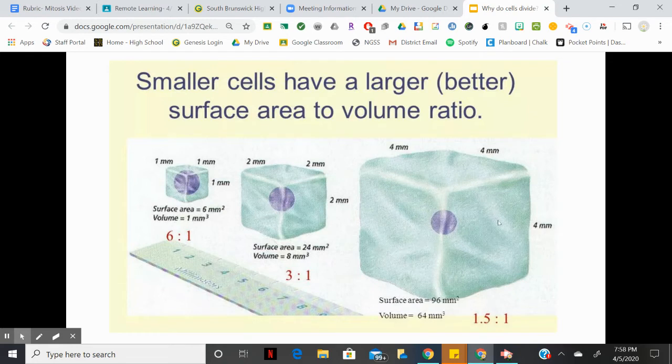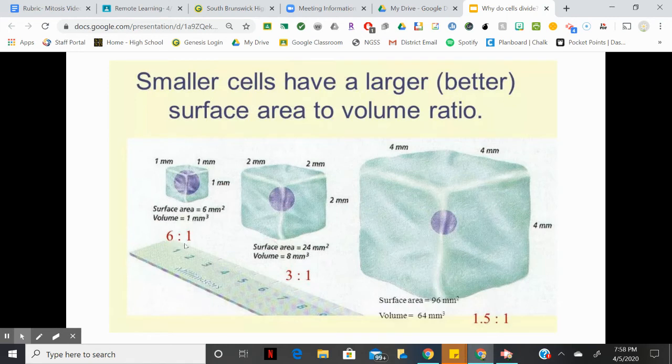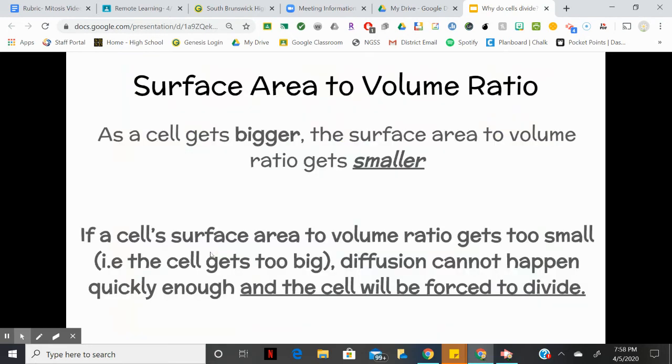In this large cell, the volume is much closer in size to the surface area, right? There's not a great difference between the surface area and the volume. In a small cell, there is a much greater difference. The surface area is much higher than the volume, okay? So it's actually better for a cell to have a larger surface area to volume ratio because that means it's small.